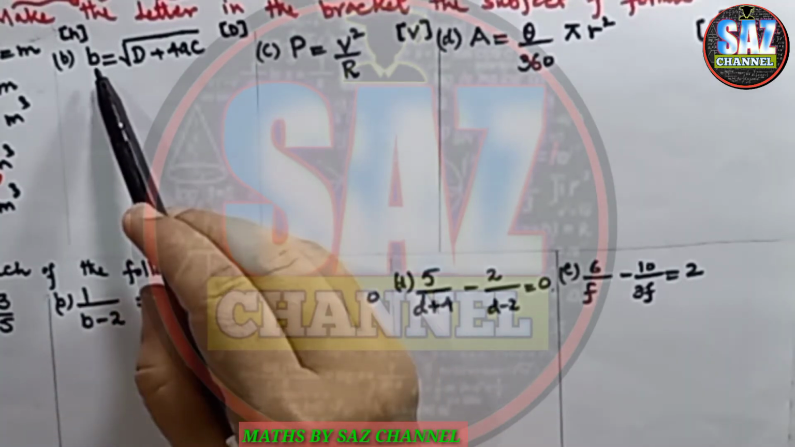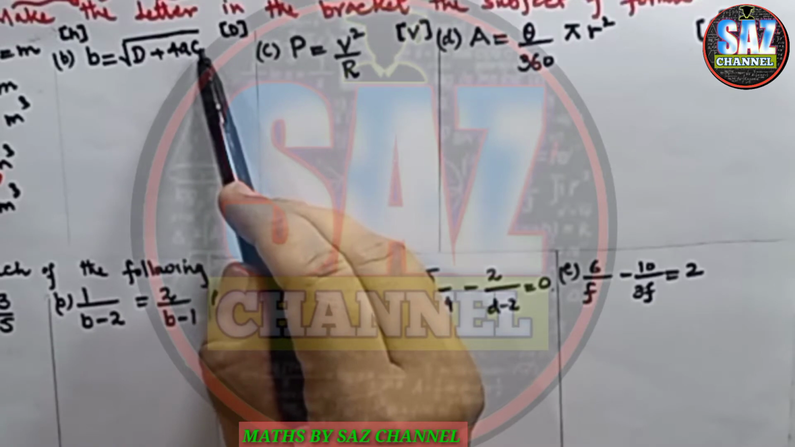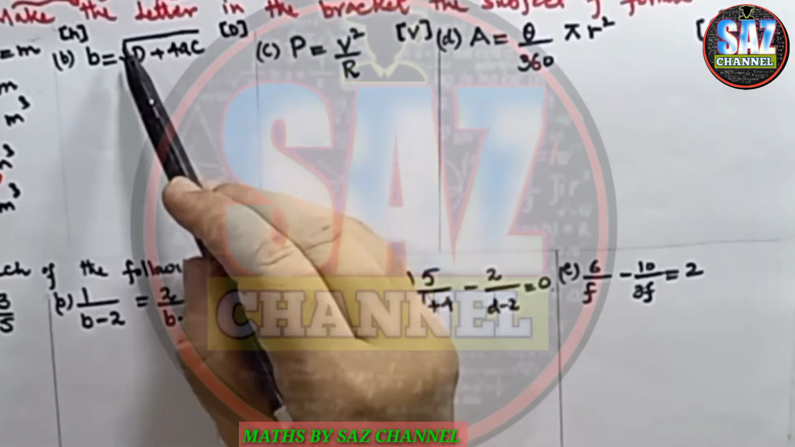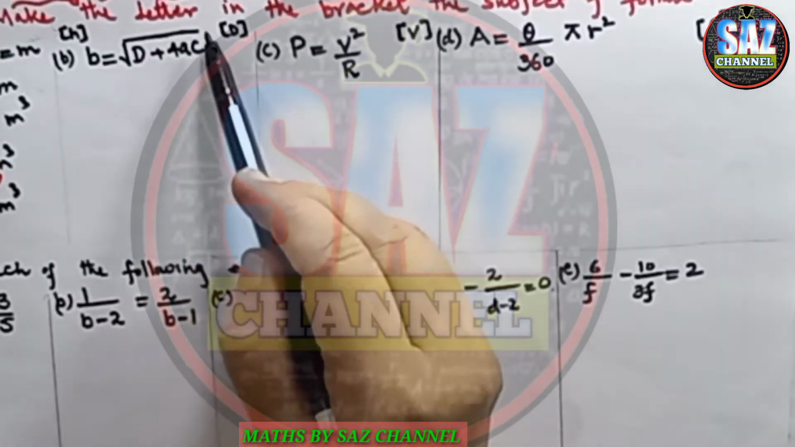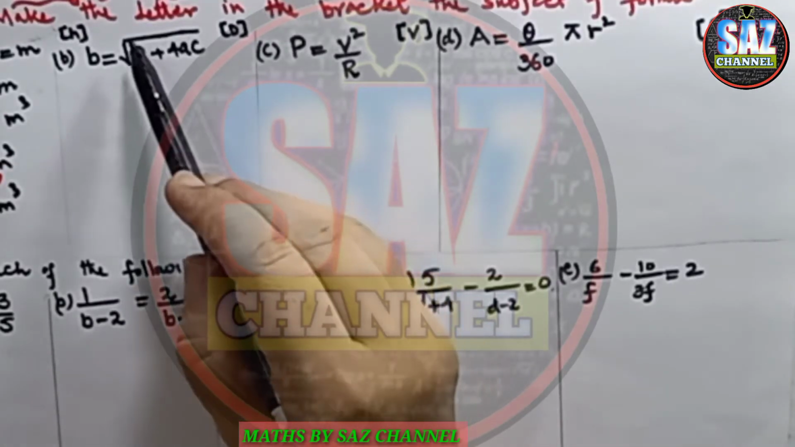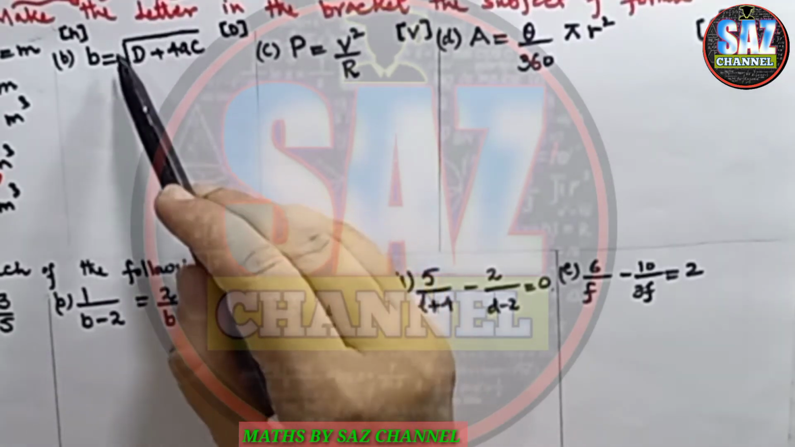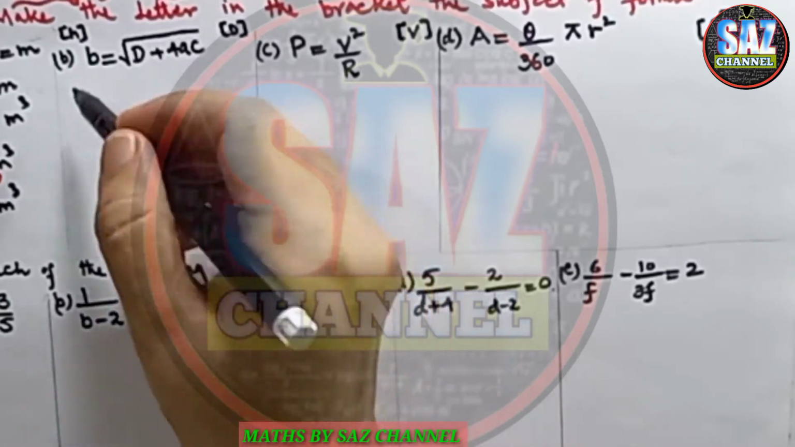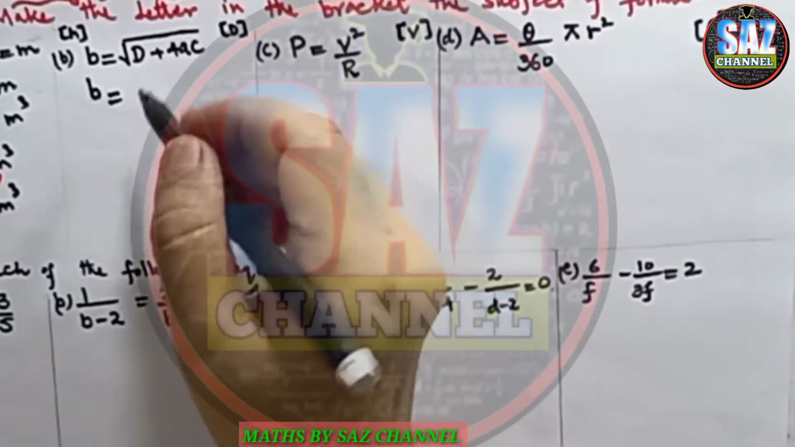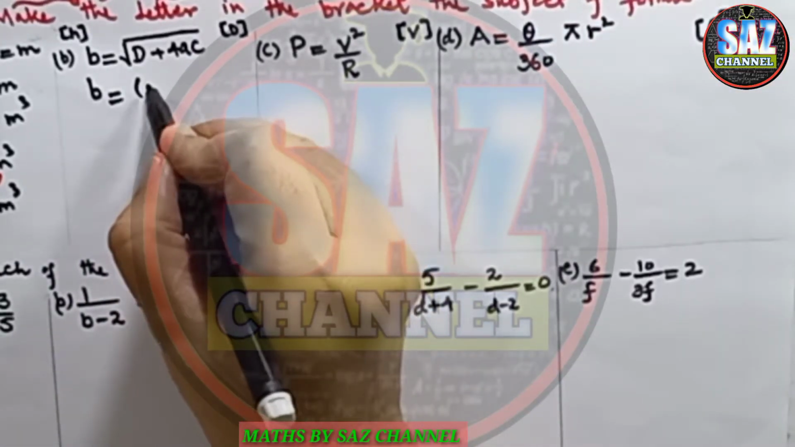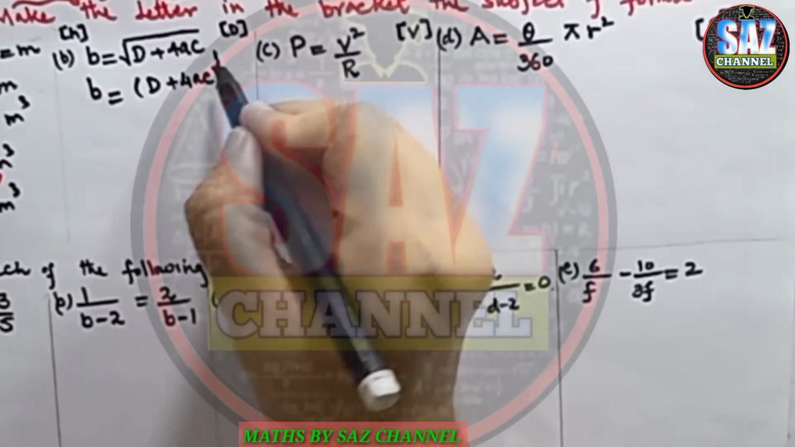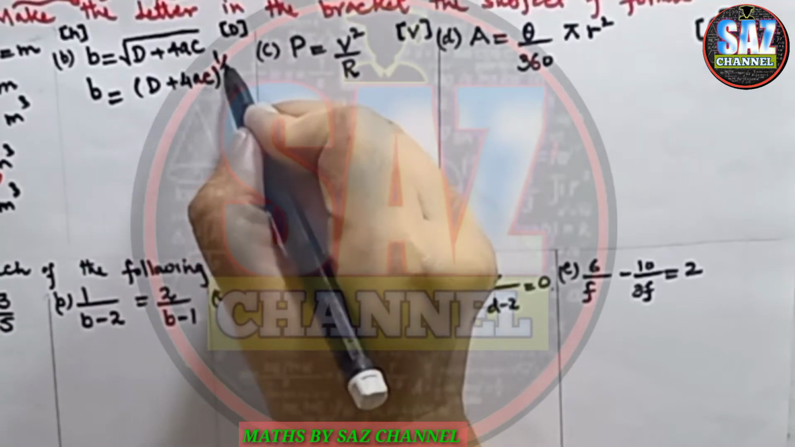B part of the question is b equals to square root of d plus 4ac. In this question, I have to make d the subject of formula. Again, if we look at the right hand side of the question, we can see the letter d that we want to make the subject of formula is under the square root sign. So first of all, I have to remove this square root sign. So I will first write the expression on the right hand side with fractional index: b equals to d plus 4ac raised to power 1 by 2.